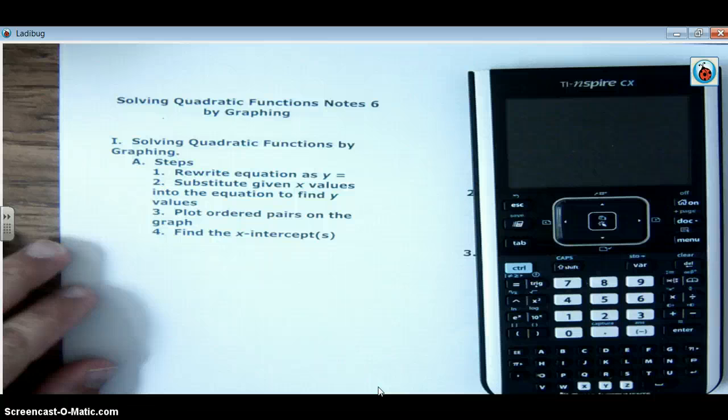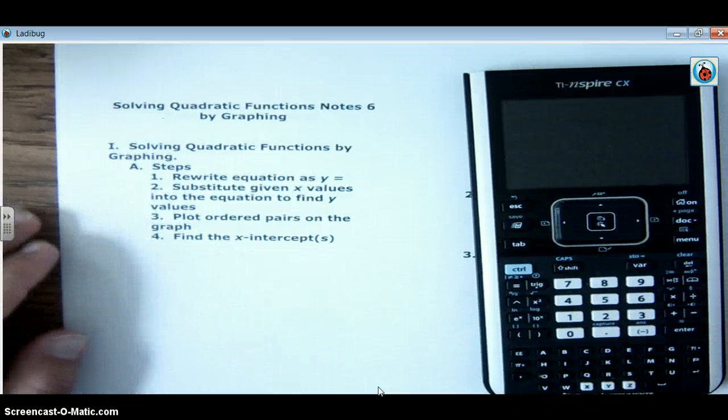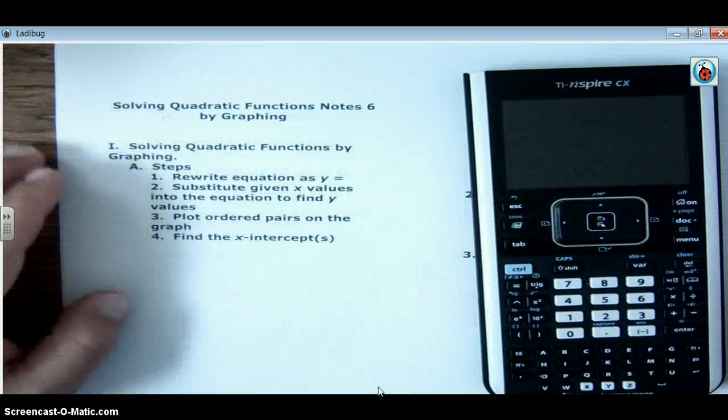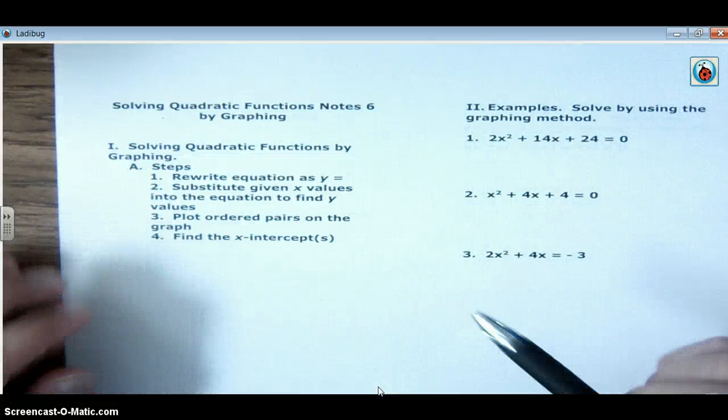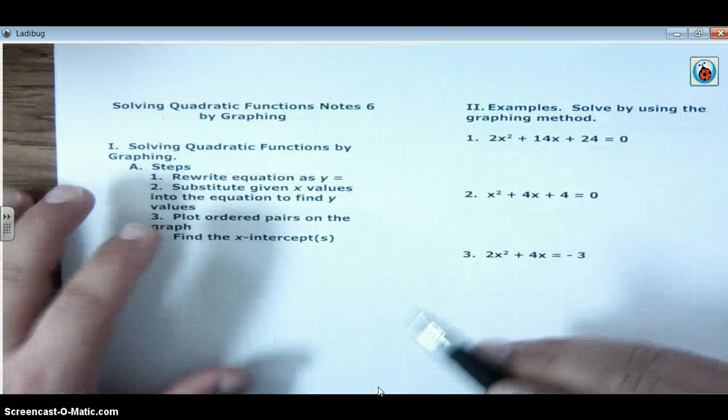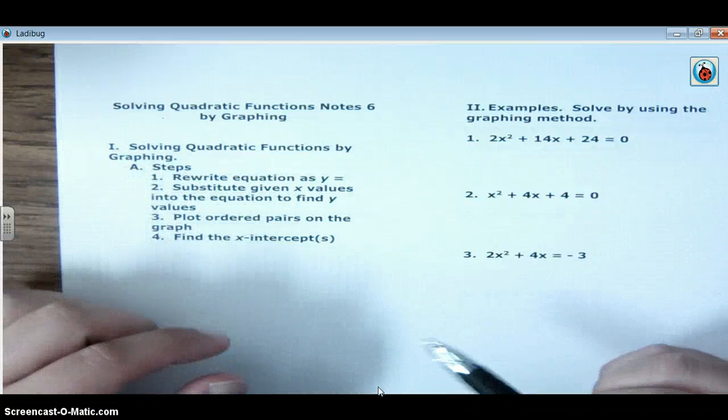Alright, so here's what your notes look like. Your notes say solving quadratic functions, note 6 by graphing. We just looked at analyzing 6. Don't worry about the numbers and everything, but this is the one we're going to do. Solving quadratic functions. Alright.